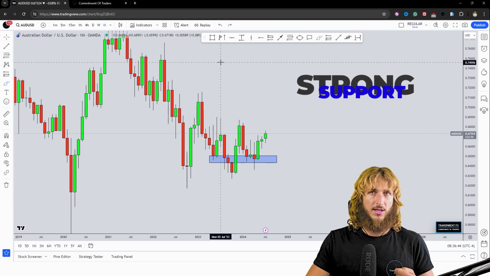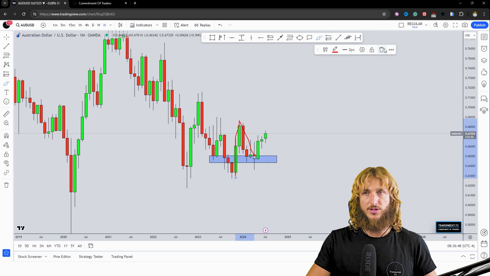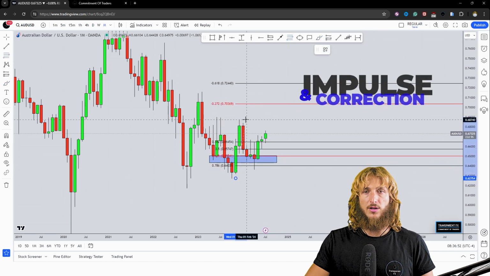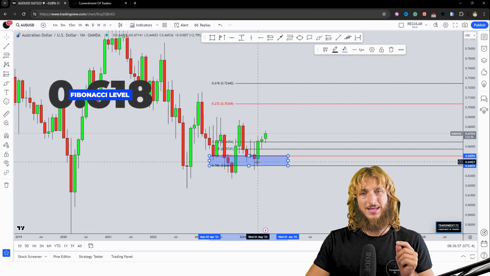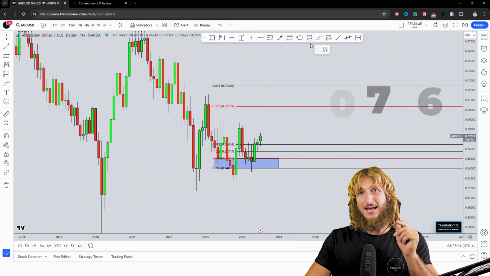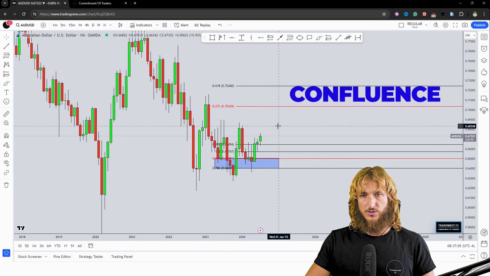And we have to also identify that as we have an impulse and correction, if we want to measure this correction after an impulse, we have to take our Fibonacci from the low to the high of the impulse leg. And if we do that, we can see how we have the 0.618 and 0.786 Fibonacci retracements, both lining up exactly in this area of price. And this creates confluence of support.